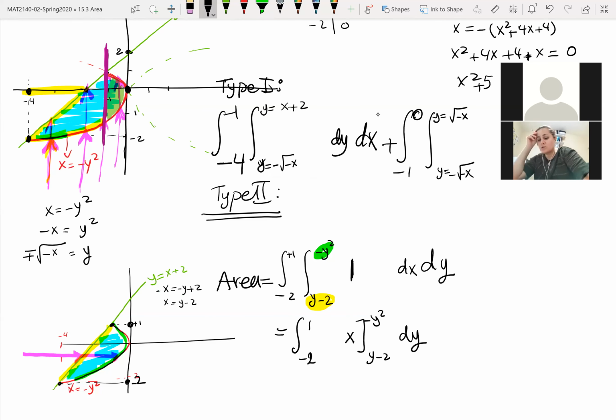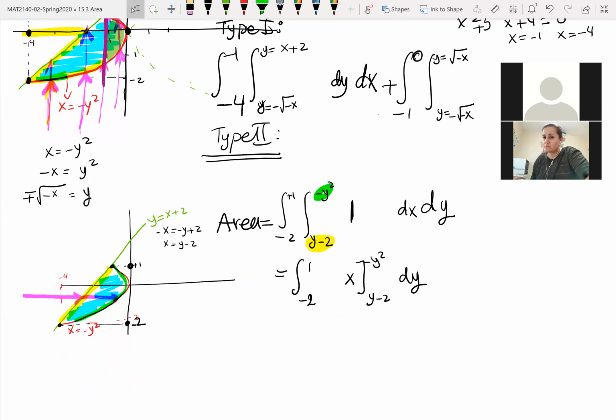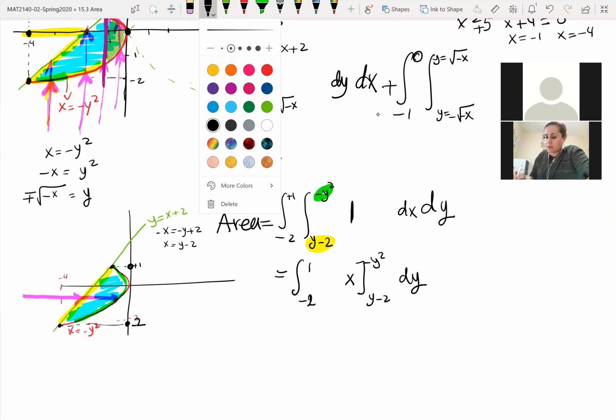Is there any question about the setting? Is there any question about the setting? No? Does it make sense? So let's continue.